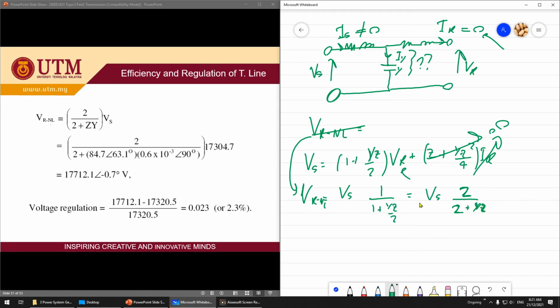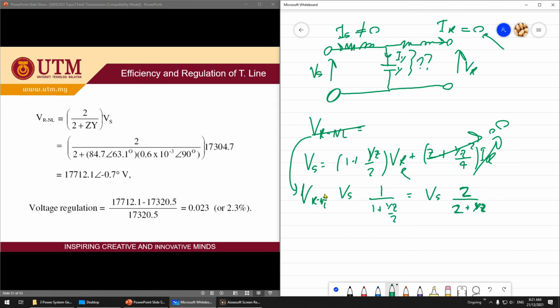So use this formula to calculate, and make sure you include the angle here. Include here, this one Vs is angle 0, this one is angle 0, that's why it doesn't show the angle.